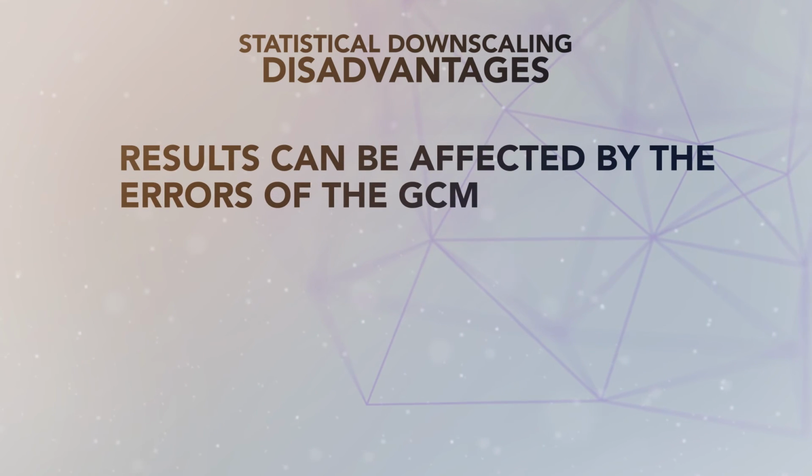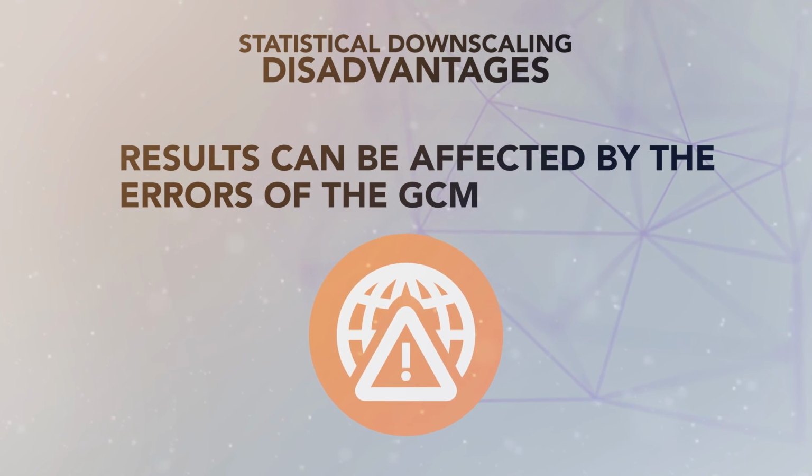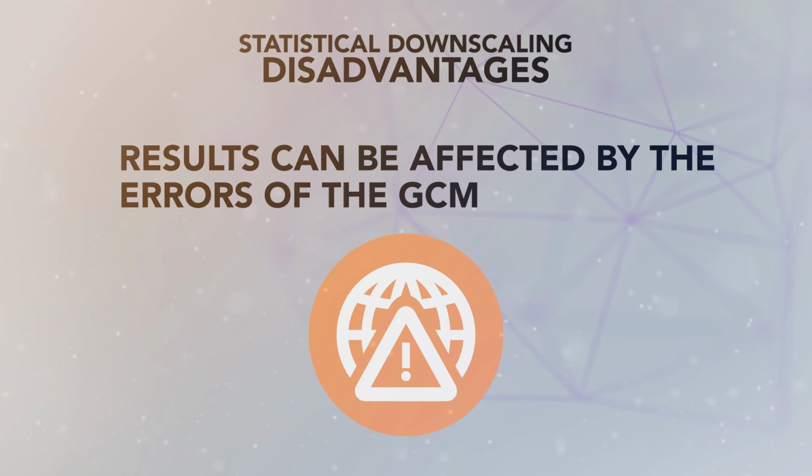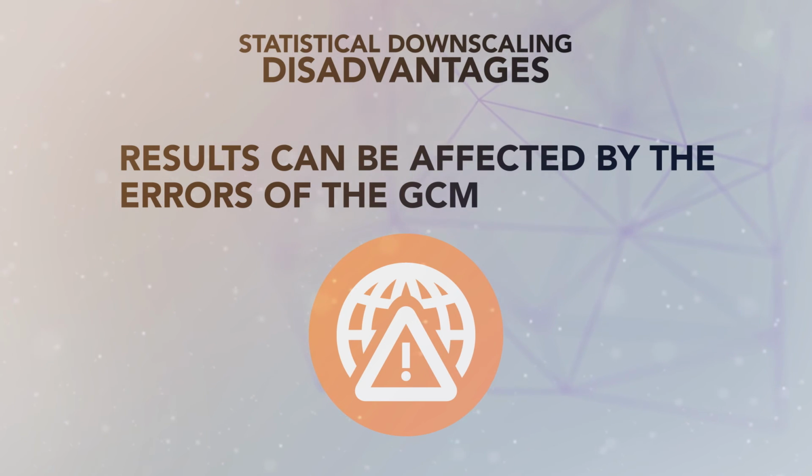Third, results from statistical downscaling can be affected by the errors of the GCM. Like dynamical downscaling, statistical downscaling does depend on the GCM information being reliable. If the GCM has errors in a particular region of interest, those errors can be translated to the results of statistical downscaling. At this point, someone studying impacts may ask, which one is the best?